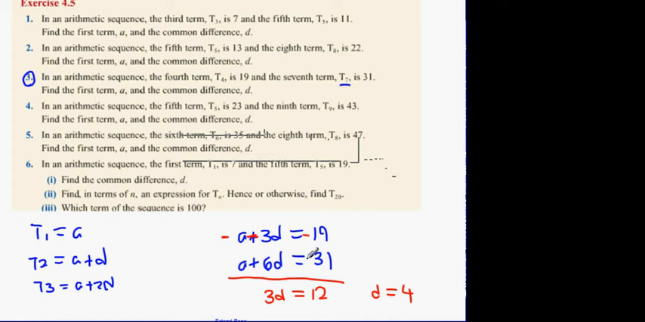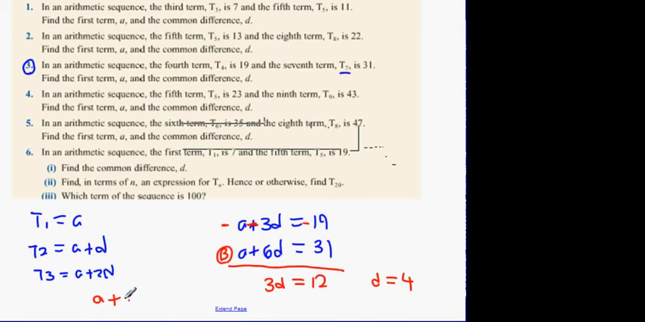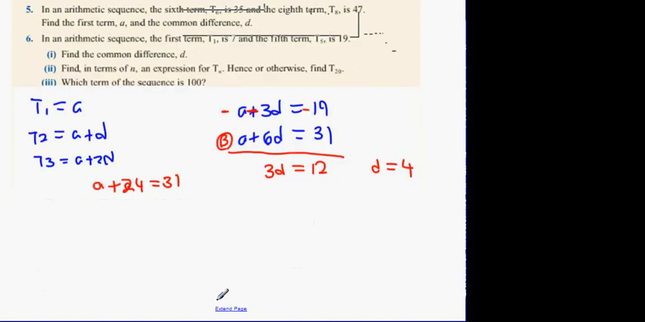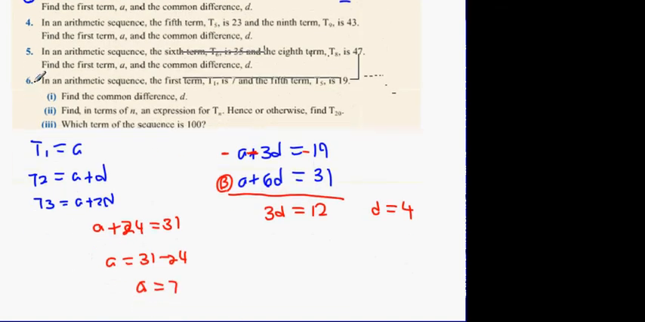Okay, and then we have to figure out what A is, so we're going to substitute D back into formula B. So we're going to get A plus 6 times 4, which is 24, equals 31. And then A equals 31 minus 24. A therefore equals 7. Okay, now that is question 3. Now we're going to try number 6.